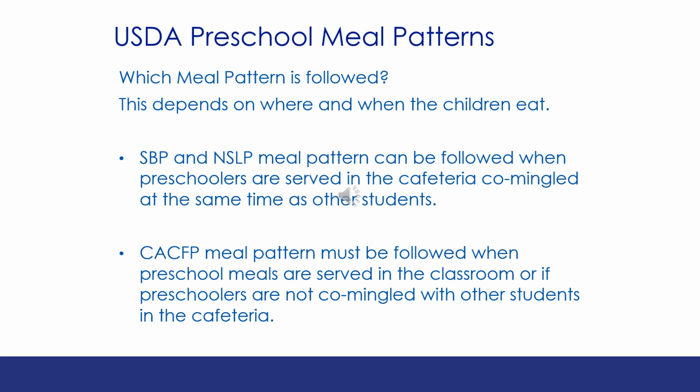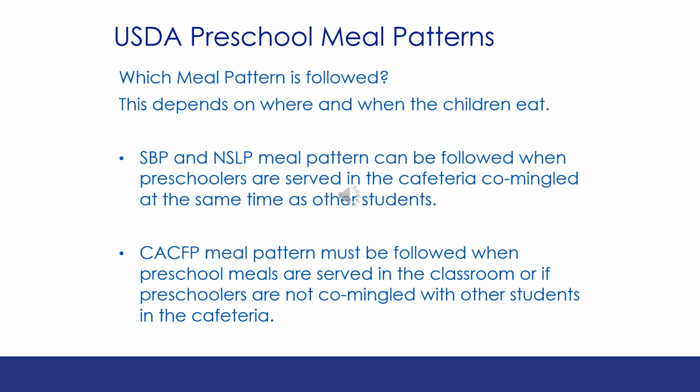Examples of commingled students: a pre-K class eats lunch in the cafeteria at 11:30 alongside a kindergarten class. Preschool students go through the same serving line as other students and eat at nearby tables. A single cafeteria staff serves all students using the same setup and meal service time.